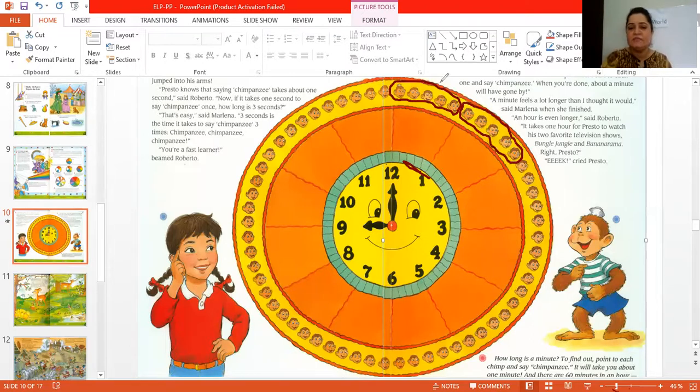Now 5 and 5 makes 10. If the needle is over here, that means this is 10 past 9, right? Because 10 minutes are gone. Then again 1, 2, 3, 4, 5. Another 5 minutes have passed over here, right?